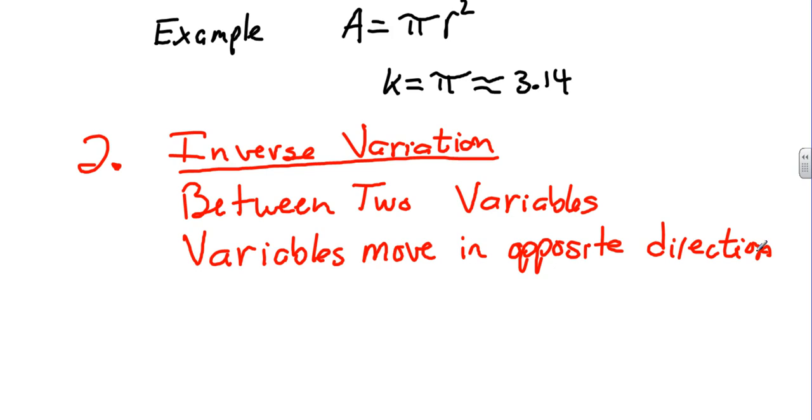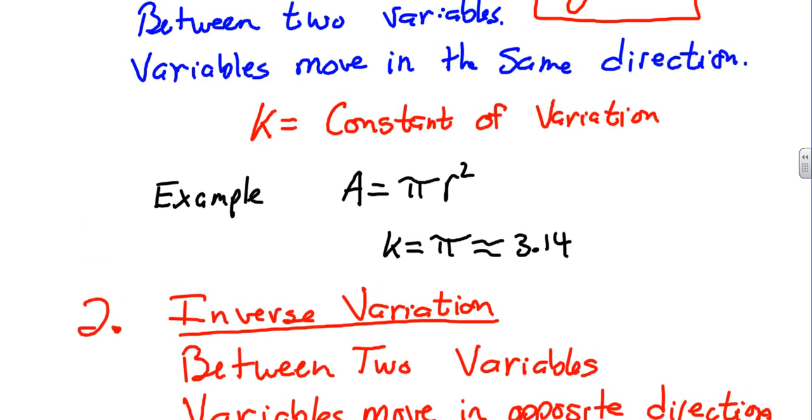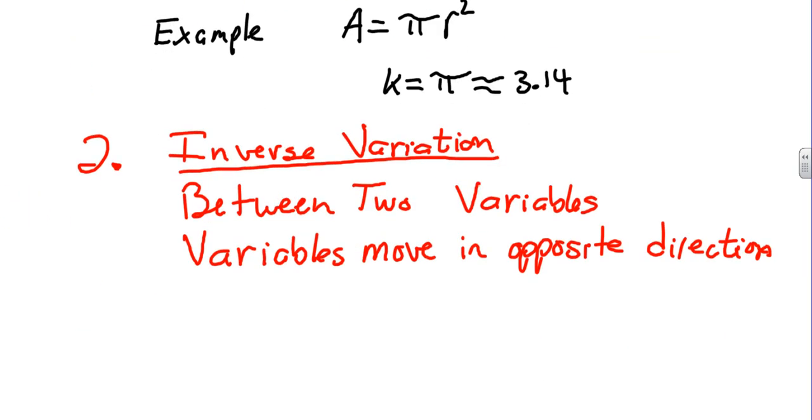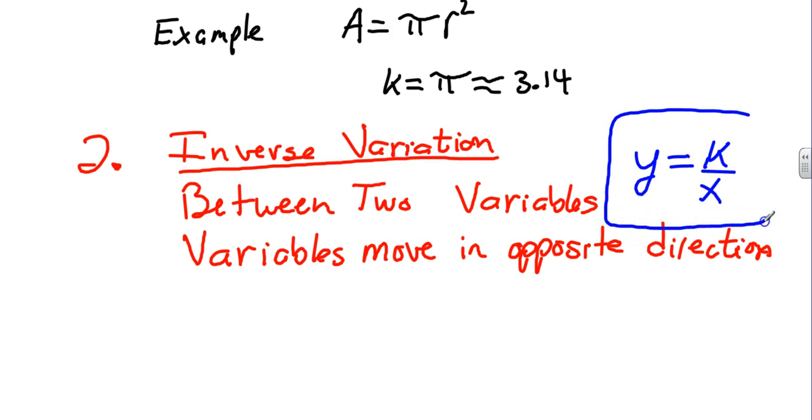And since it's inverse and it's basically opposite, we're going to do the opposite of what we did up here. Instead of multiplying k times x, we do inverse variation. You're going to do y is going to equal k, but instead of multiplying by x, you're going to divide by x. And again, k is still your constant of variation for that thing.